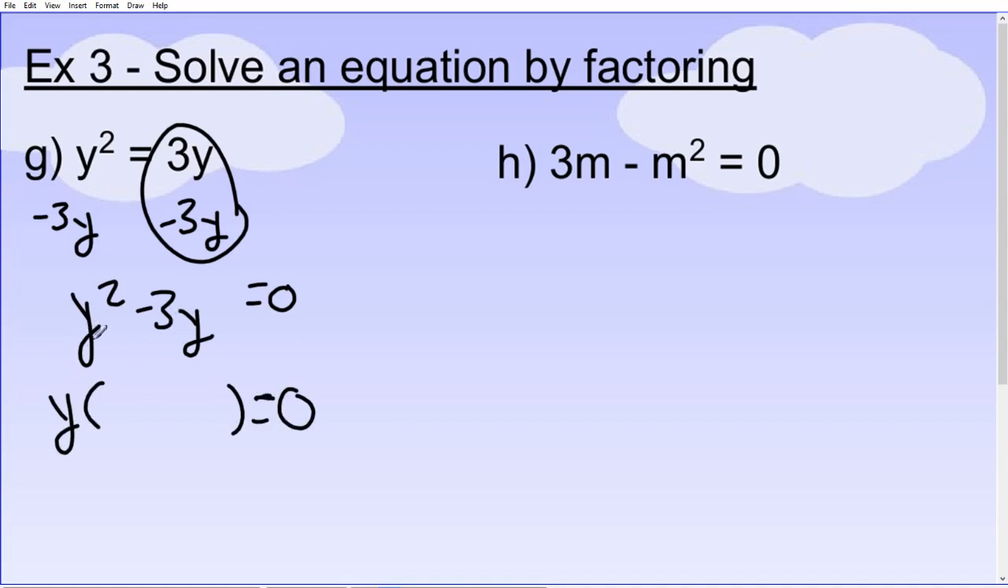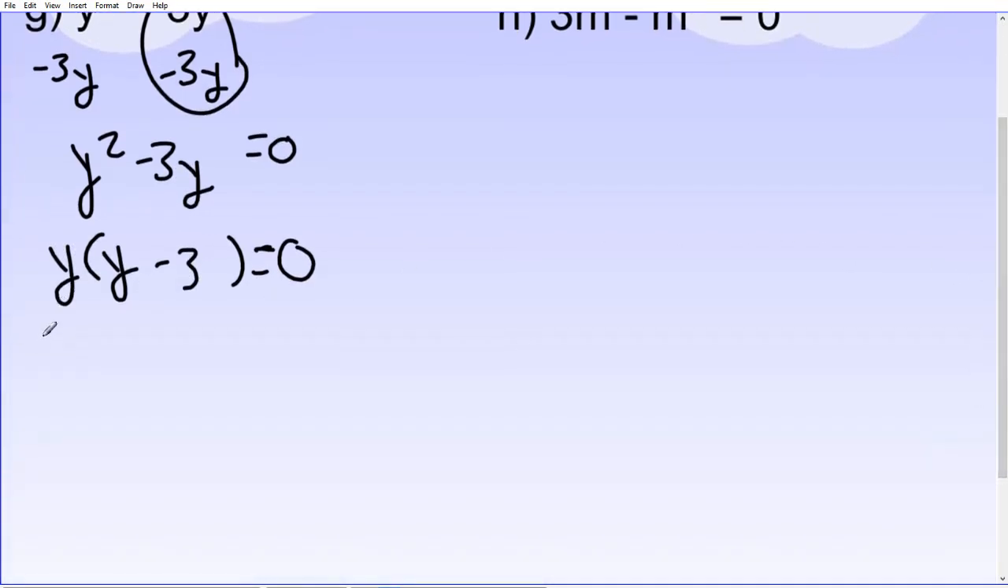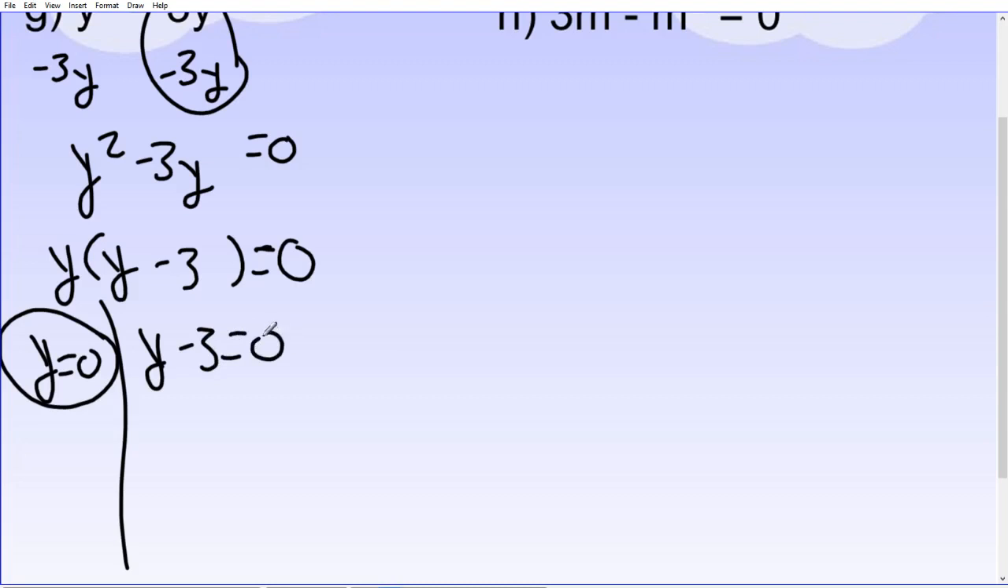So if I factor out a y from both of these, I have 1y left over for my first term. Y times y is y squared. And I have a negative 3 I can leave behind for my second term. Y times negative 3 is negative 3y. If I continue to solve, either y equals 0, solution, or y minus 3 is equal to 0. I add 3 on both sides, and y equals 3 is my other solution.